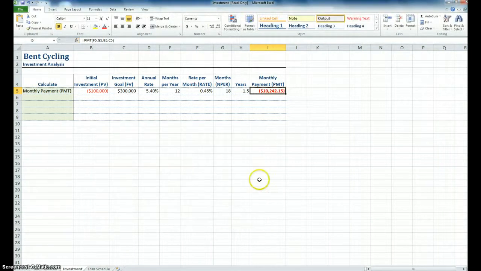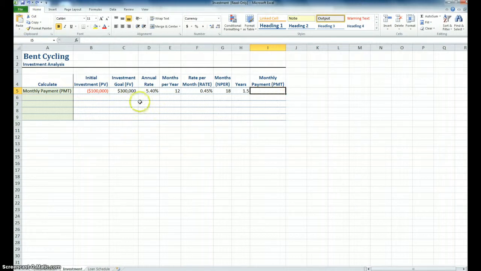I press OK. And what Excel is telling me is that today, if I have $100,000 in this account, I'm going to have to take $10,000 and change every month for 18 months and put it into that account. And as long as that account is making this annual percentage rate, then I'll get $300,000 in 18 months. Okay, it's pretty simple. I'm going to stop here. Actually, I'm going to redo it. Let's just go ahead and redo it.